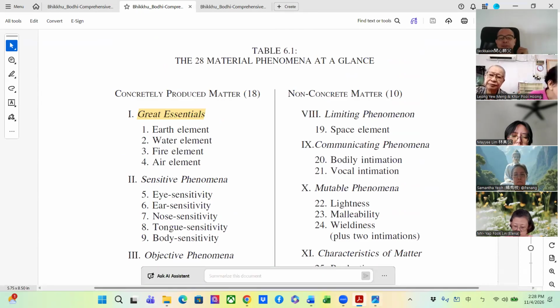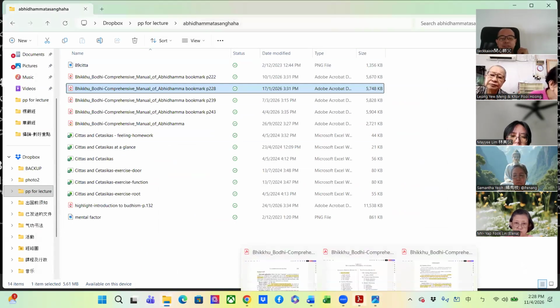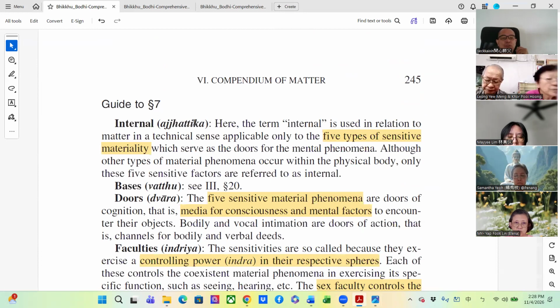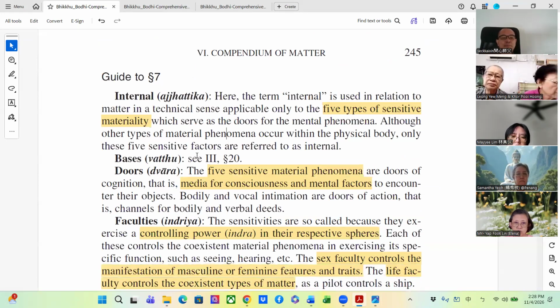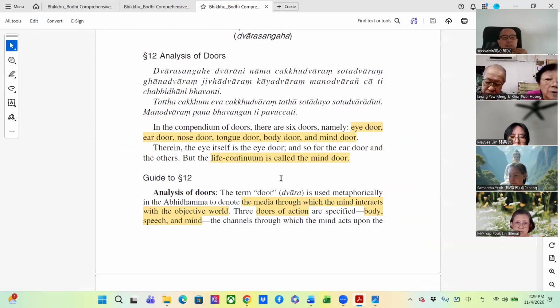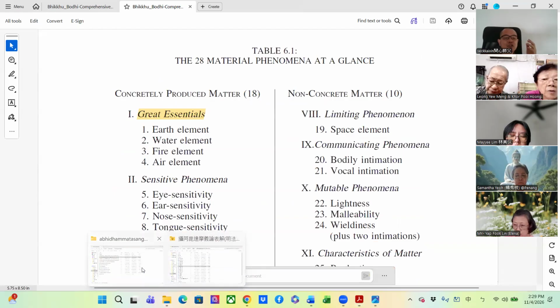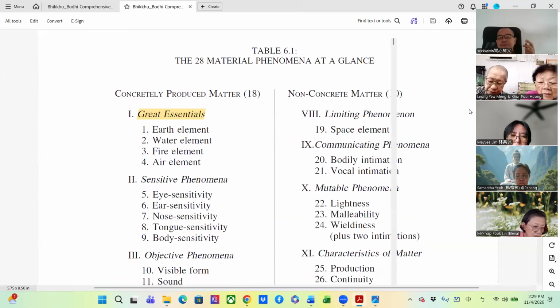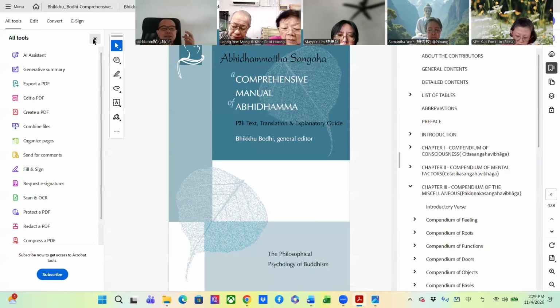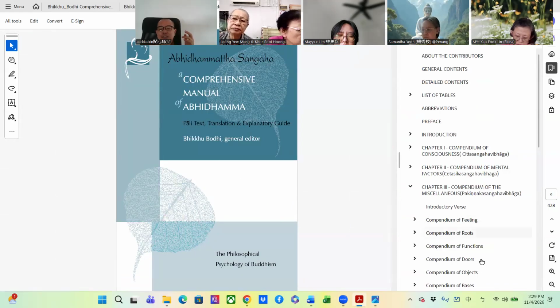Then next, let's take a look. After the door, we go to the basis. The basis is in chapter number 3, which we just went through. What does the basis mean? The basis of Vatthu. What is the Vatthu? Let me do this again. Class, please go to page number 3. Yes, Vatthu is the base.